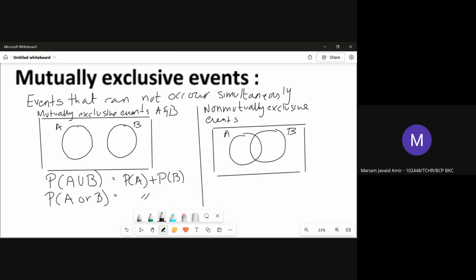Example could be getting an even score on a dice throw or getting a prime number on a dice throw. Can you think of a case जिसमें ये दोनों इकट्ठे हो रहे हैं, even number भी हो और prime number भी हो? 2. Yes. So hence these are not mutually exclusive events. They can occur simultaneously if you get a 2.